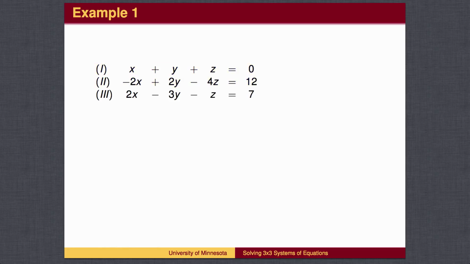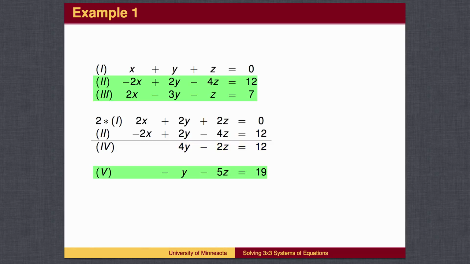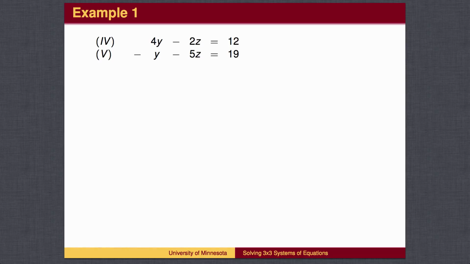Here, let's eliminate x. First, take 2 times the first equation and add the second equation. This results in the equation 4y minus 2z equals 12. We now want to combine another pair of equations eliminating x. If we add the second and third equations together, we get another equation involving y and z. We can now work with these 2 equations.